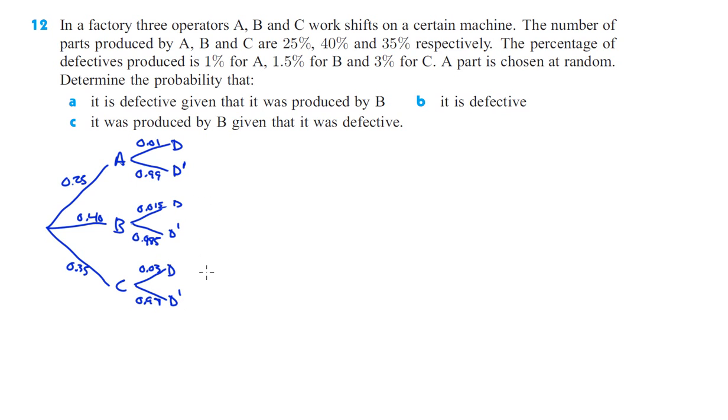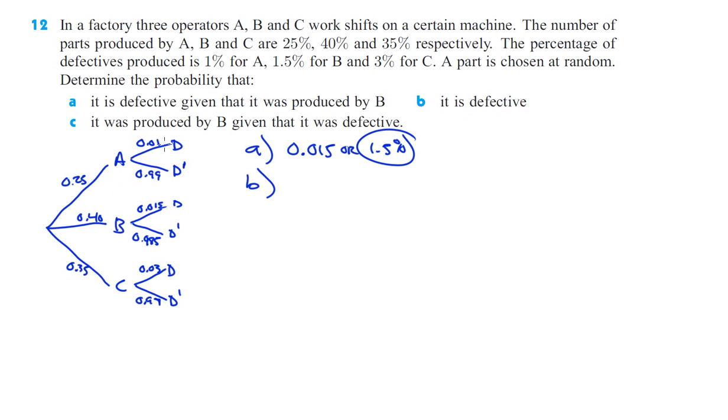This should help us out. Okay, determine the probability that it's defective given that it was produced by B. So given that it's produced by B, we ignore this because we know that it's produced by B, so what's the probability that it's defective given that it's produced by B? It tells us up there it's 0.015 or 1.5%, right?